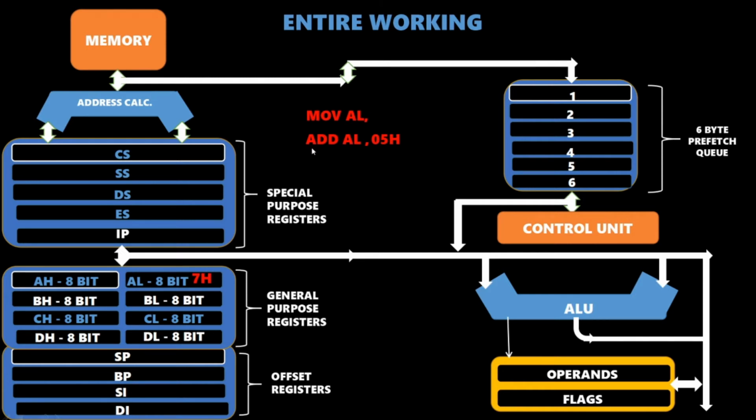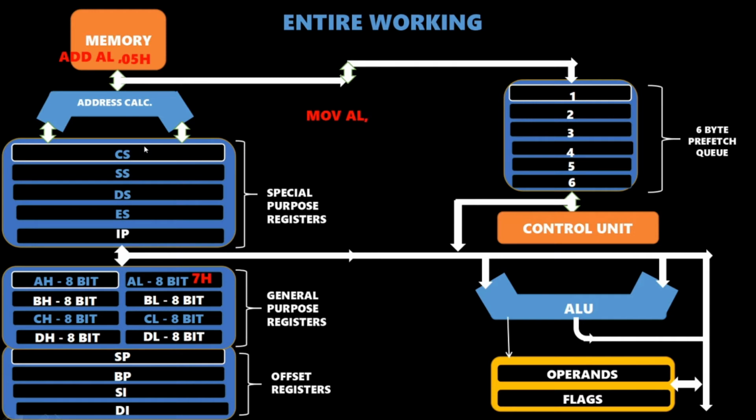Now we give the instruction ADD AL, 05H. As we saw in our last video, every instruction is stored inside our memory. So this instruction is there in our memory. Now which section in our microprocessor will fetch those instructions from the memory? The BIU. And how will it do that?